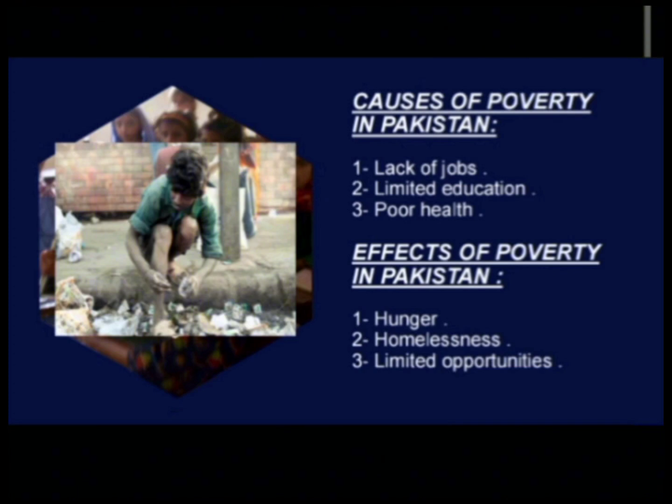Effects of poverty in Pakistan. The main effects of poverty are, number one, hunger. Not having enough food to eat is a common problem for the poor. Next is homelessness. Some people can't afford a place to live, so they end up living on the streets. Next is limited opportunities. Poor families often can't afford things like school fees or medicines, so they stay stuck in poverty. What is the conclusion? By understanding its causes and effects and by working together to provide support and opportunities, we can help lift people out of poverty and create a brighter future for everyone.